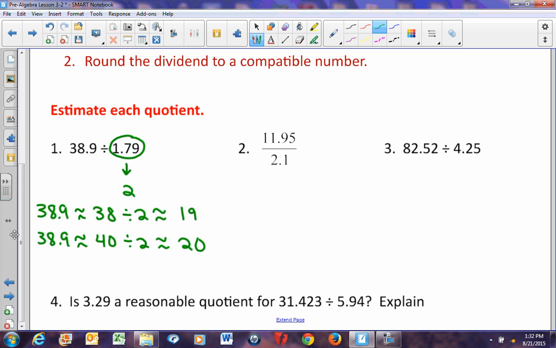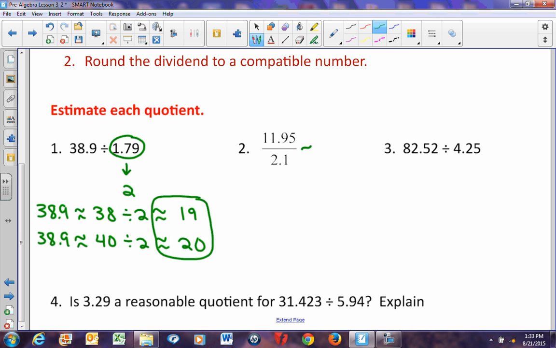As long as you show me your work, I would accept either one of these answers. If you just gave me an answer, I would accept neither of these answers. Okay, so either one of these answers is acceptable, but just show me your work telling me how you got there. Number 2, 11.95 divided by 2.1.